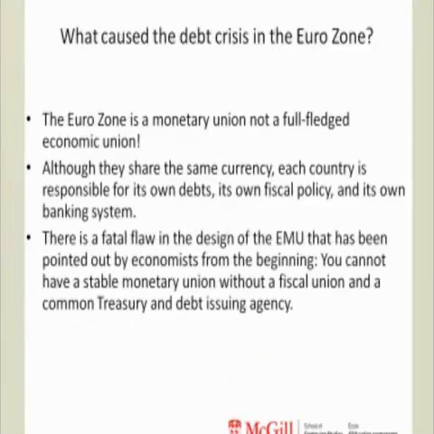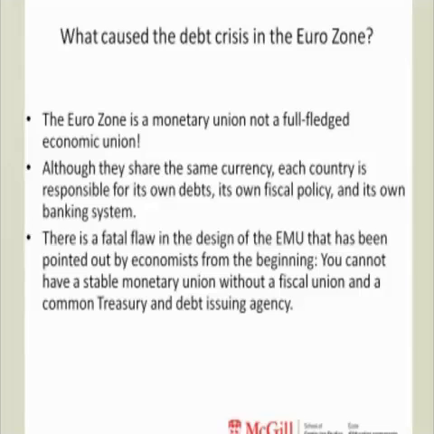Now, on to the next slide. The Eurozone is a monetary union, but not a full-fledged economic union. Although these countries share the same currency, each country is responsible for its own debts, its own fiscal policy, and its own banking system. There's a fatal flaw in the design of the European Monetary Union that has been pointed out by economists from the very beginning. You cannot have a stable monetary union without a fiscal union at the same time, with a common treasury and debt issuing agency.